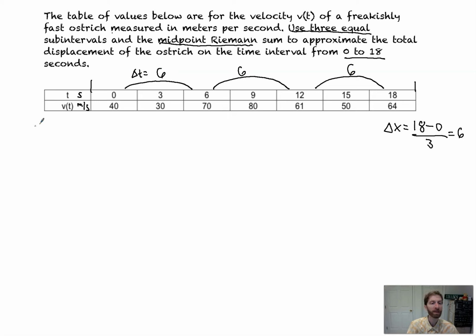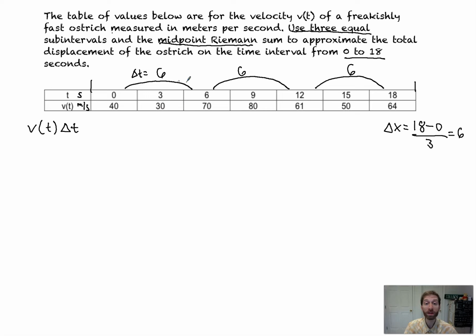Now, remember, it's the same thing. You're still finding the height of the rectangle represented by the velocity, multiplying that by the width of each rectangle, and that'll give you the area of each rectangle, and then we'll add them up to approximate the area between this curve and that axis. All right, so it's the midpoint now that we want.